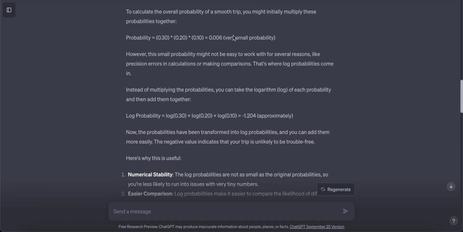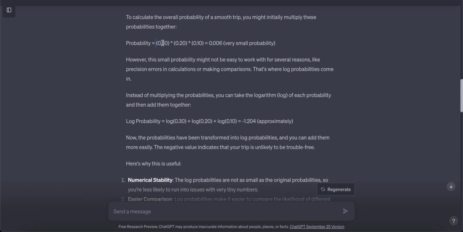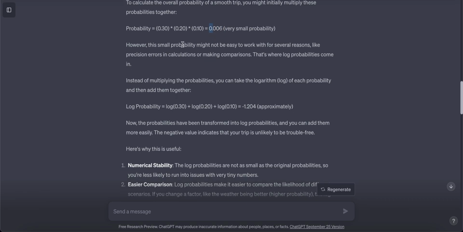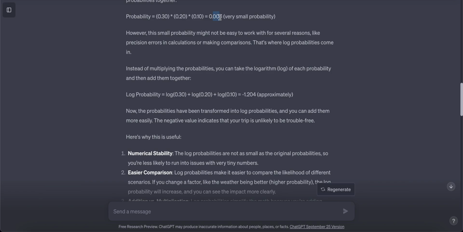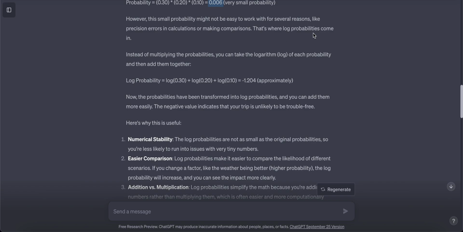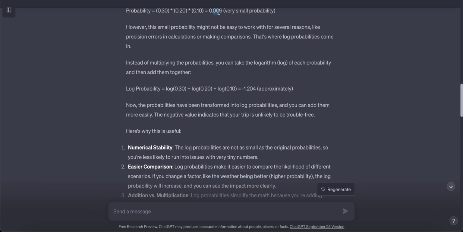And what it's trying to say here is if we multiply these probabilities, we get a very small probability number. And this number might not be easy to work with because of the small precision and losing the value of the actual number. Precision error, calculating or making comparisons becomes much harder. It starts to get difficult, right?